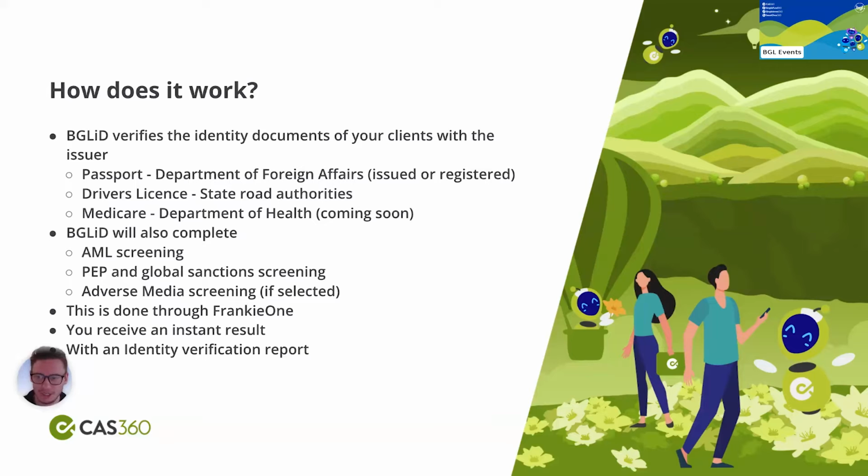So not only will BGL ID verify that the documents are legitimate and valid and are issued by or registered with the relevant authorities, BGL ID will also complete AML screening, PEP and global sanction screening, and adverse media screening. Okay, so BGL ID will complete all of this screening as well. Now, this covers some of the anti-money laundering and counter-terrorism financing legislations as well. So it will allow you to do those sorts of checks as well.